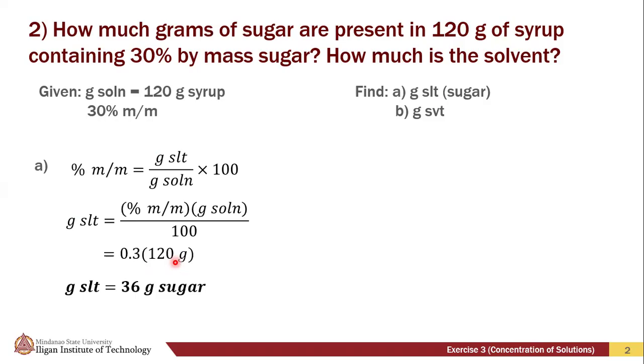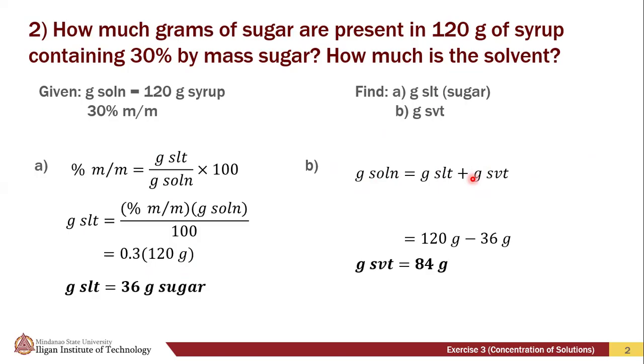Now, to calculate for the mass of the solvent, we have this formula which we have used already in number 1, and we can rearrange this to obtain gram solution minus gram solute. So you have 120 grams, which is the total mass, subtracted with the amount of our solute, 36 grams. So we'll get 84 grams of our solvent.